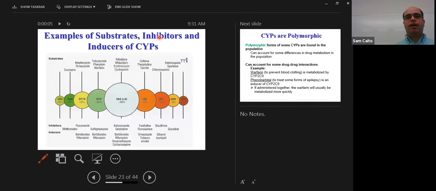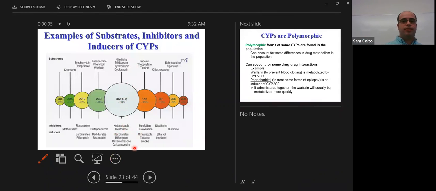So looking at some examples of substrates, inhibitors, and inducers of CYPs. Each of these circles represents one of the CYP family members. We have 3A4 here being the largest, and the percentage inside tells you roughly how many percent of drugs are acted upon by, for example, CYP3A4, so about 30% of drugs. Up here are some of our more common drugs that are metabolized by it. For example, for 3A4, cyclosporins, erythromycin, and then known inhibitors. These inhibitors can actually be used as drugs to inhibit the enzymes, and we have known inducers as well.